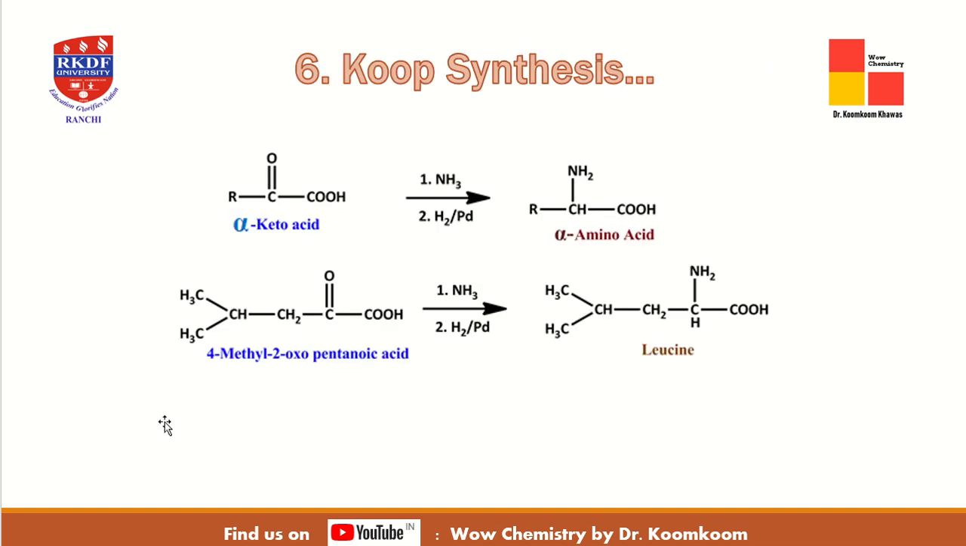Next is the Knoop synthesis. It involves a reaction of an alpha keto acid, which undergoes aminolysis and catalytic reduction to give the desired alpha amino acid. For example, a reaction of 4-methyl-2-oxo-pentanoic acid in presence of ammonia and palladium will give leucine. So here you can see R is this group. If I choose, for example, pyruvic acid over here, then what will I get? I will get alanine. Similarly, you can produce the desired amino acid.